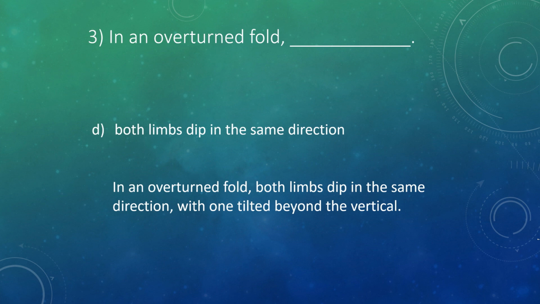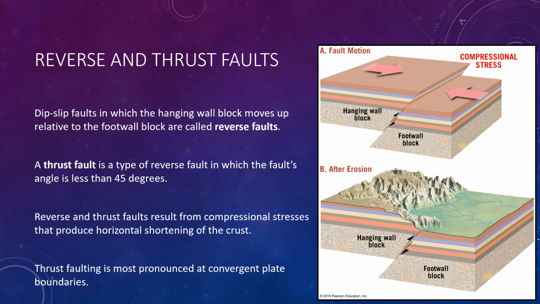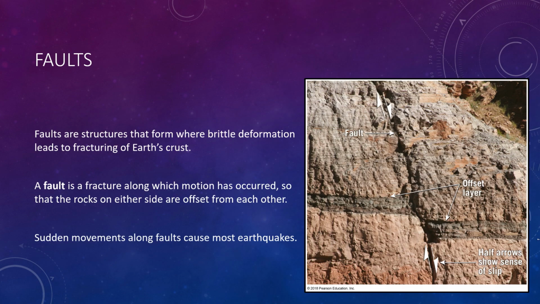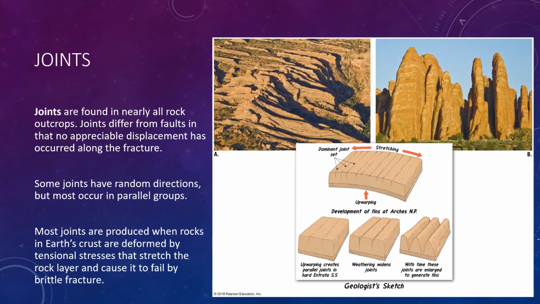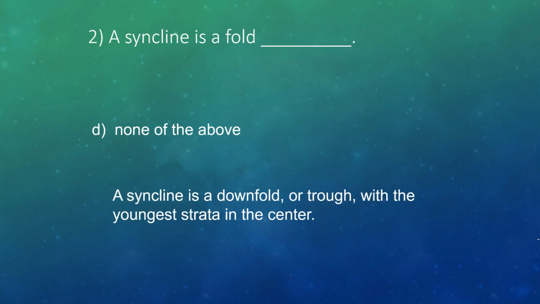Overturned folds have it so that both limbs dip in the same direction, like we saw right here. Where is it? Am I losing it? Where'd it go? Okay, well, I think it was way toward the beginning. Anyway, so in this case, it's the youngest strata in the center. Excuse me for that brief moment as I was trying to find it.